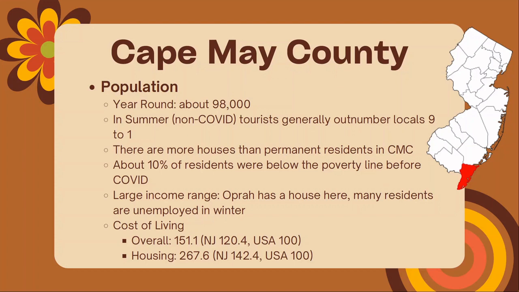And there's a huge income range on the islands. There are generally lots of second homes that people have. Oprah has a house down here, but then there are also the residents that are unemployed in the winter or unemployed year-round. So there's a huge range going on down here.